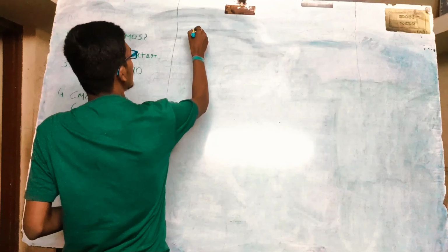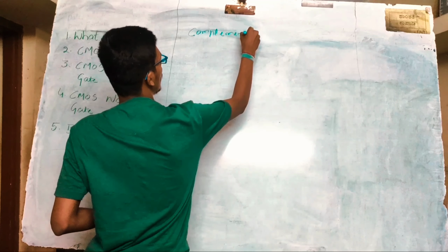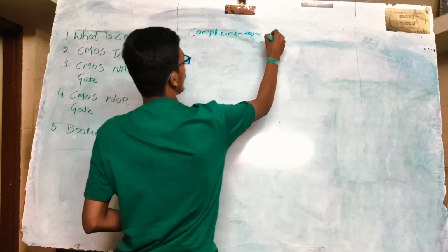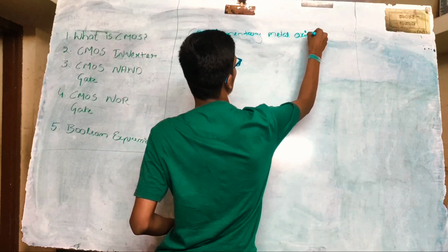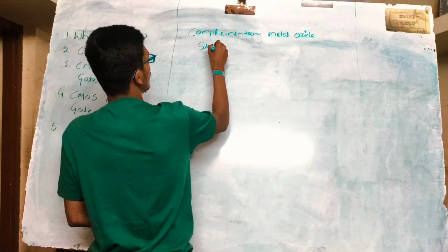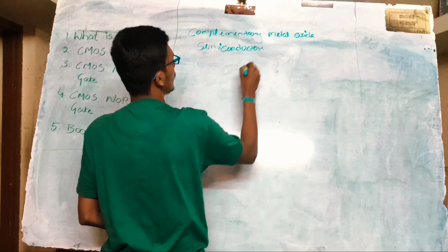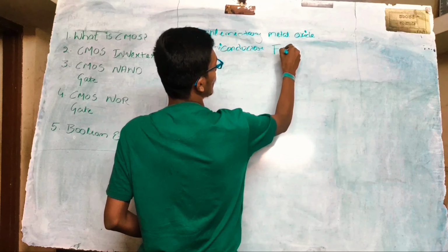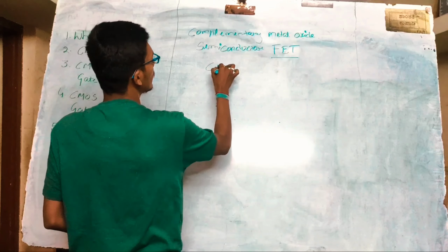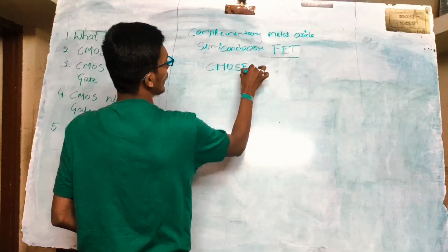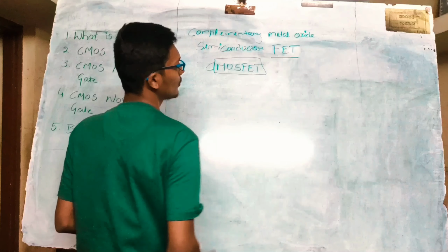CMOS is abbreviated as complementary metal oxide semiconductor, in front of which we will attach FET, which is known as field effect transistor. So this is basically a CMOS FET. We already know the working of MOSFET, right?